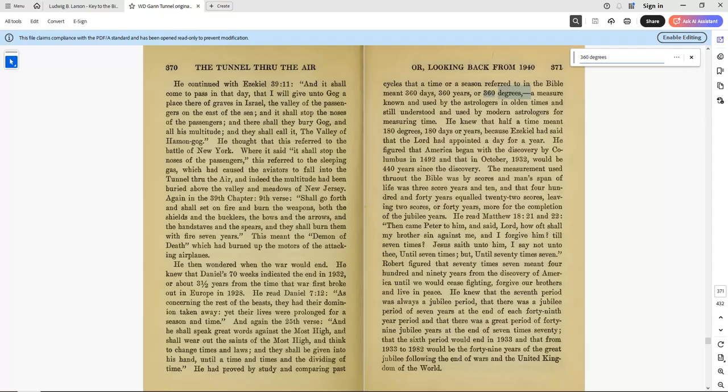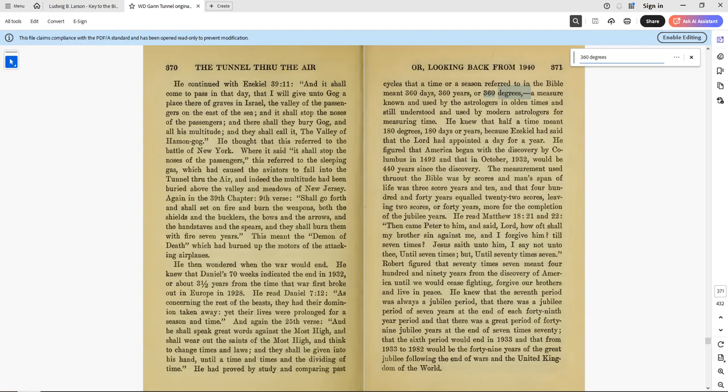Okay, I got the Tunnel PDF open, and I just did a search for 360 degrees. That shows up one time. And it shows up here where Gann says that he had proved by study and comparing past cycles that a time or a season referred to in the Bible meant 360 days, 360 years, or 360 degrees.